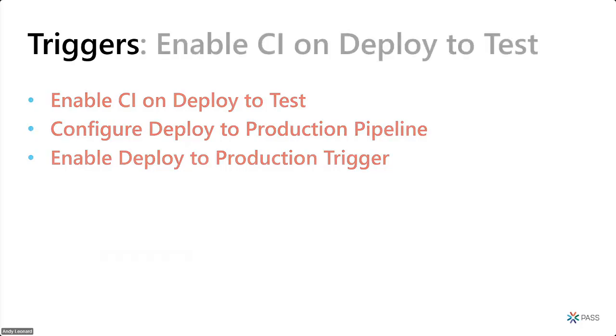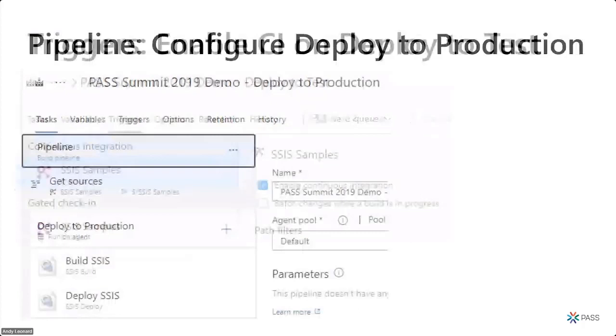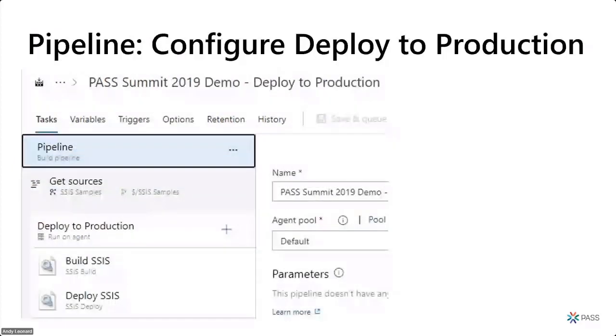So let's just take a look at what I'm going to be doing. You already saw me disable this. So I'm just going to re-enable the deploy to test continuous integration trigger. And when I do that, when I check in code, it'll fire the pipeline.